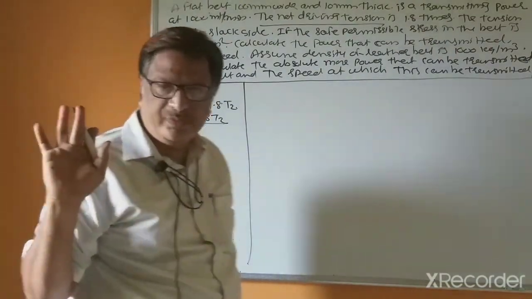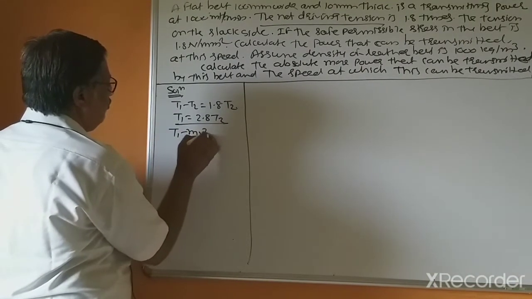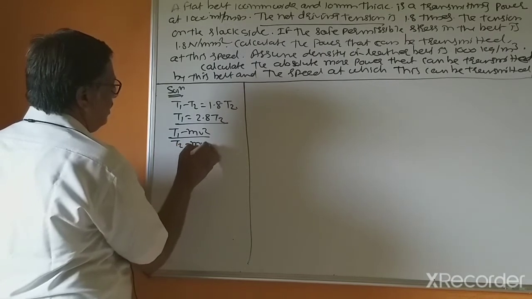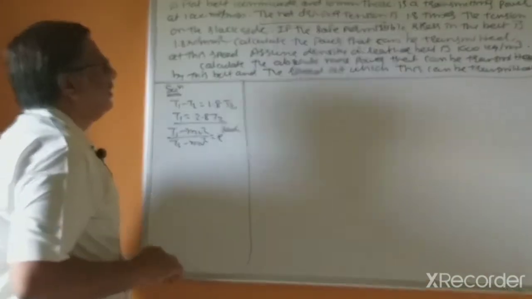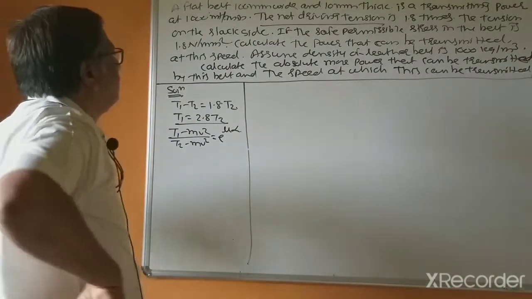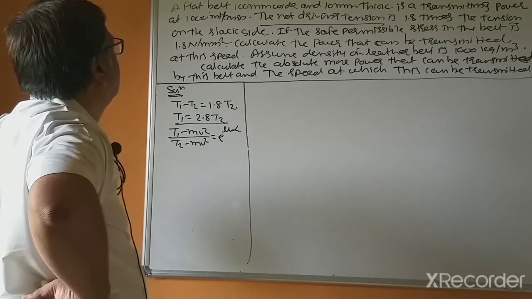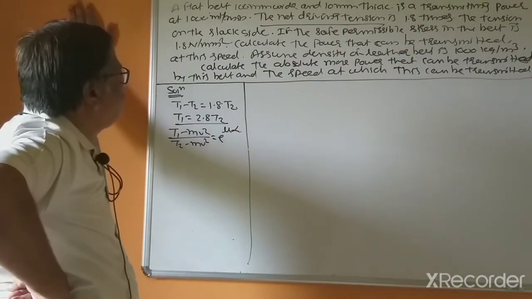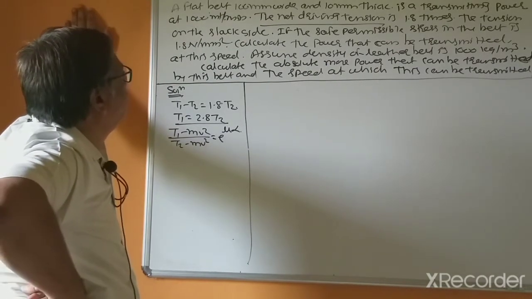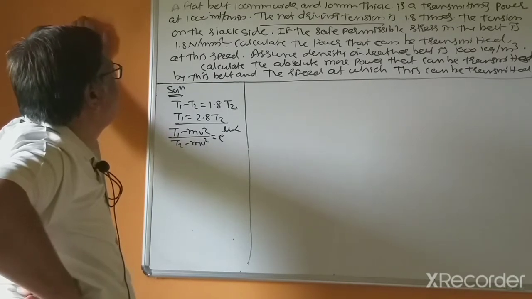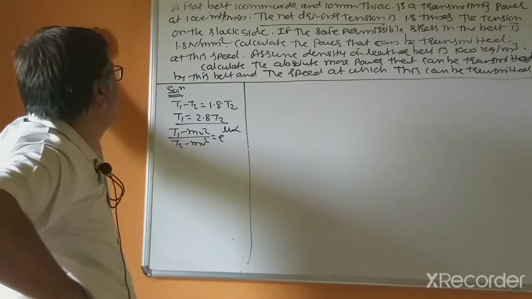This is one relation. Next, as you know, (T1 minus mv squared) divided by (T2 minus mv squared) equal to e to the power mu alpha. The coefficient of friction is not given. This is one relation, this two unknown.